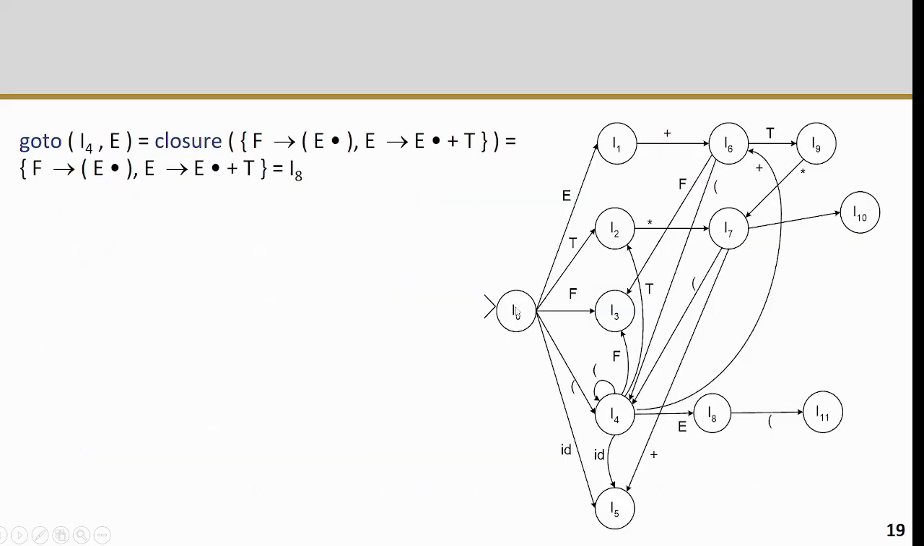And finally, as you can see, from I0 we can go to I1 by reading E or something derived from E, and to I2 by reading something derived from T, and so on. And for example, at the end, we go to I5 by reading the ID from the initial state.